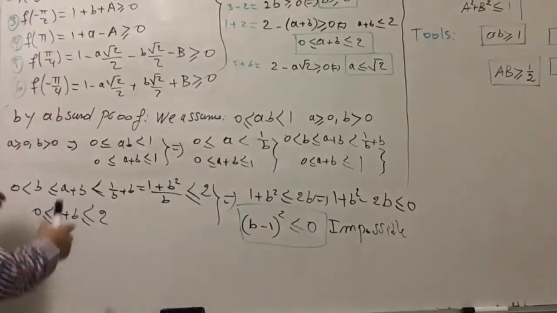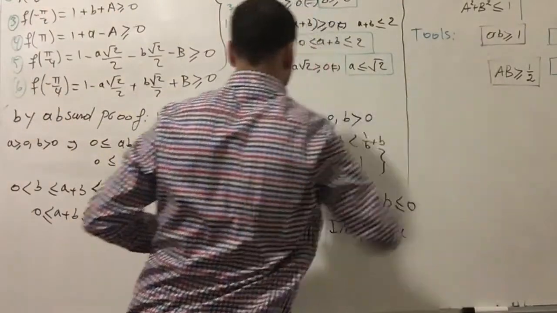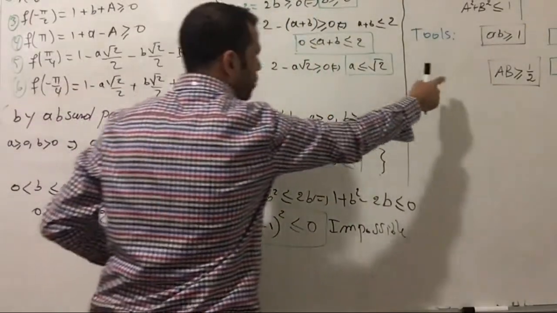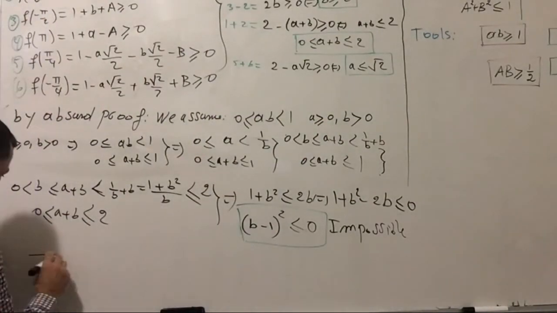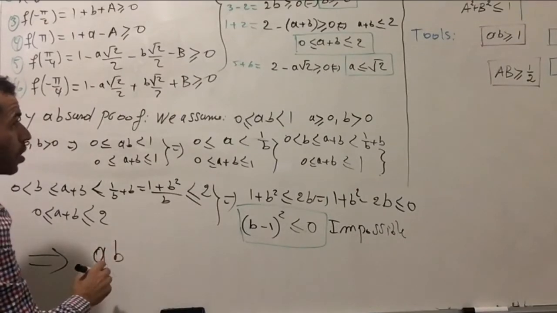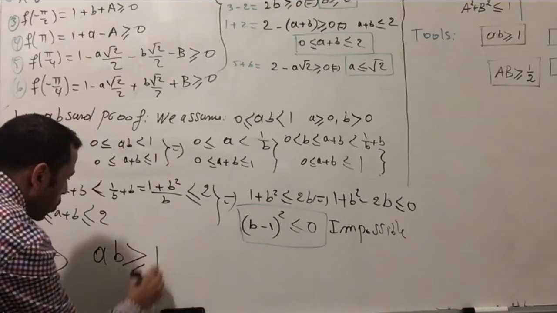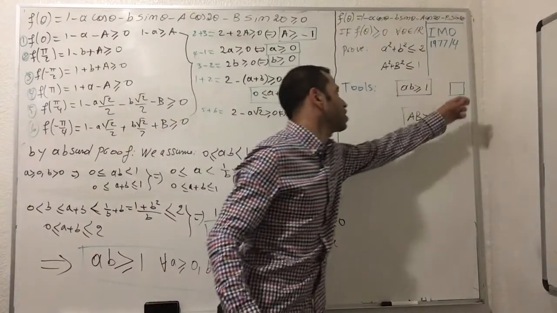That means this is not correct, and this is correct. The product ab has to be superior or equal to 1. So finally, the product ab is superior or equal to 1 for all real numbers. This identity is verified.